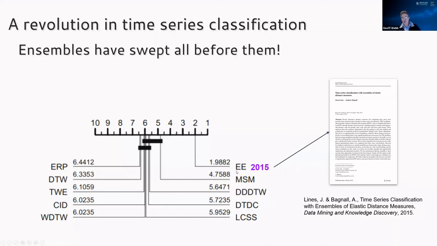One of the first of these was the elastic ensemble, which combines many nearest neighbor classifiers, where each of the nearest neighbor classifiers uses a different similarity measure, specially designed to pick up different aspects of similarity between different time series. And you can see here that the elastic ensemble is significantly more accurate than any of the nearest neighbor classifiers that it comprises. So it is an ensemble of all of these classifiers.